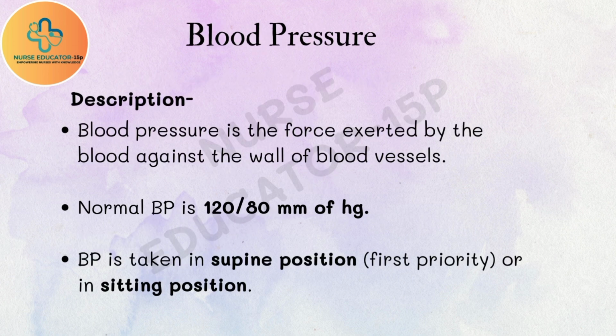Then we'll see the fourth vital sign, that is blood pressure. It is the force exerted by the blood against the wall of the blood vessel. Here the force of the blood is exerted on the blood vessel, and that is the blood pressure. The normal blood pressure in an adult is 120 to 80 mm of Hg. The BP is taken in supine position, that is the first priority, and in the sitting position.